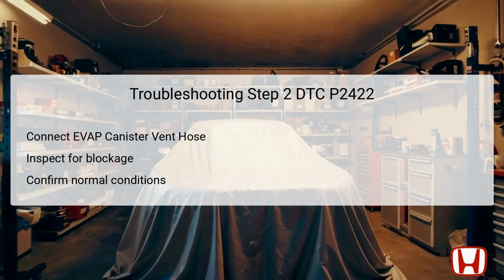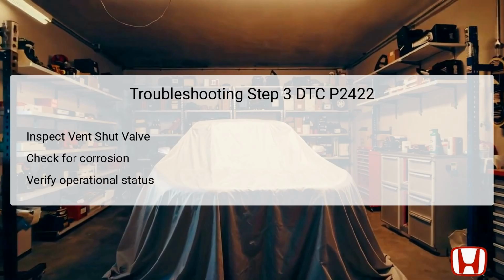Normal conditions dictate that this hose should be free from obstructions, as any blockage here can directly affect the functionality of the EVAP system. If a blockage is identified, it will need to be cleared or replaced to restore the proper operation of the system. This step is crucial because it directly influences whether or not the evaporative emissions function can occur correctly.